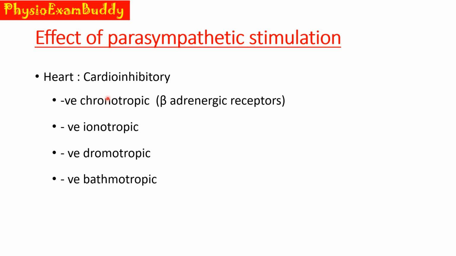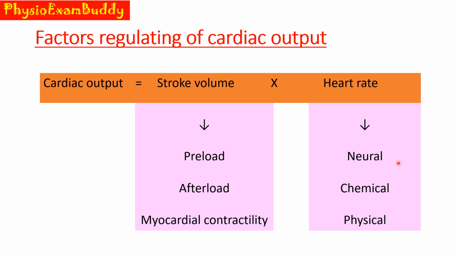An effect of parasympathetic stimulation is that acetylcholine is the neurotransmitter from the vagal nerves, and it will act via the M2 muscarinic receptors, and it will decrease the heart rate, that is negative chronotropic, decrease the contractility of the heart, that is negative inotropic, then decrease the conductivity of the heart, that is negative dromotropic, and decrease the excitability of the heart, that is negative bathmotropic effect. So we have finished with the neural factors affecting the heart rate.